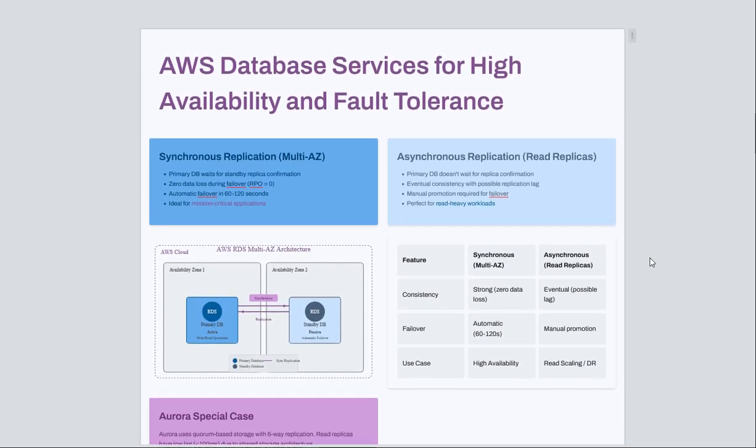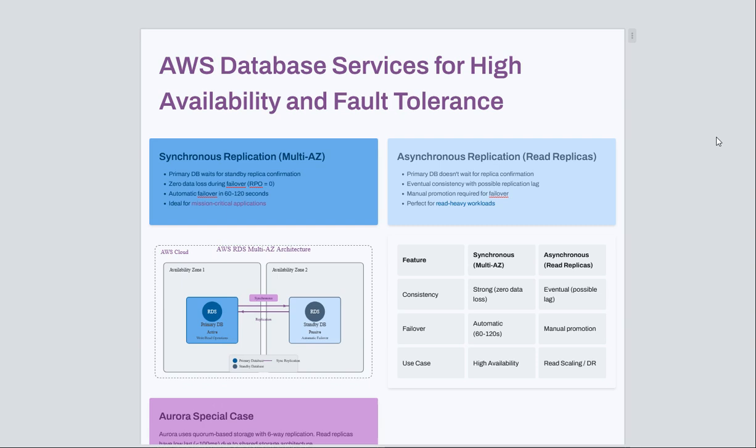All right. Now we're going to talk about AWS database services for high availability and fault tolerance. We've been discussing EC2, auto scaling and load balancing, right? In this case, we just need to understand there are two types of replication. One is called synchronous replication, and the other is called asynchronous replication, the read replicas. The first one is multi-availability zone, right?